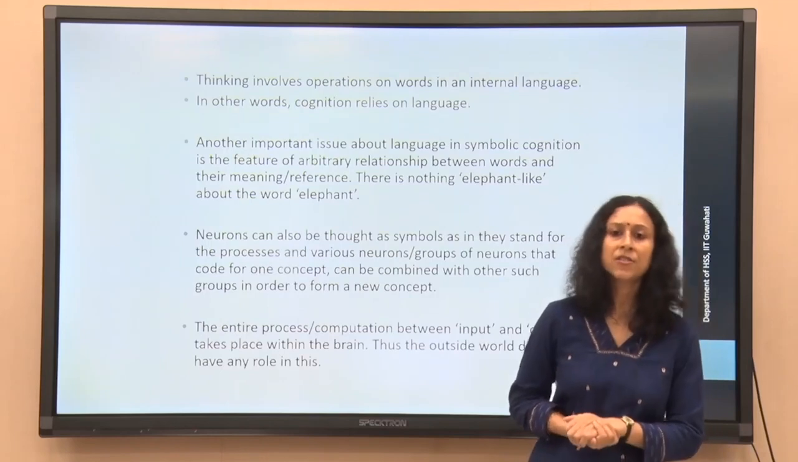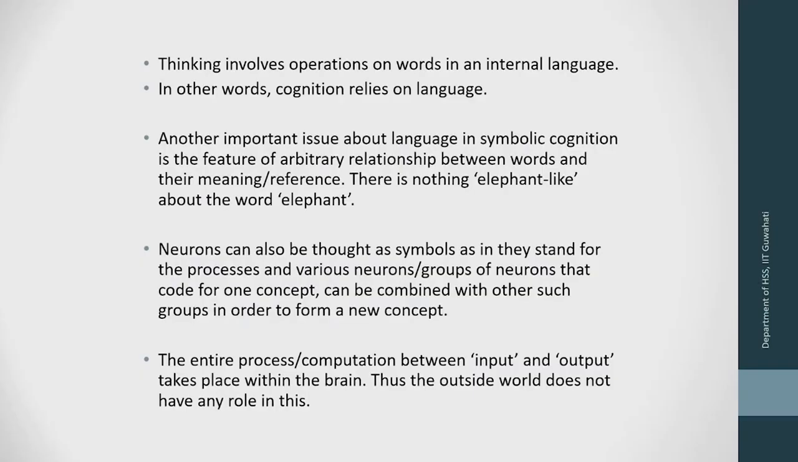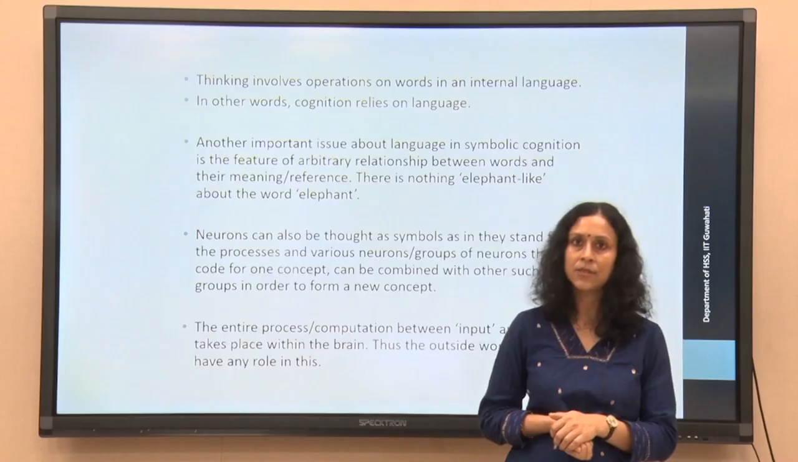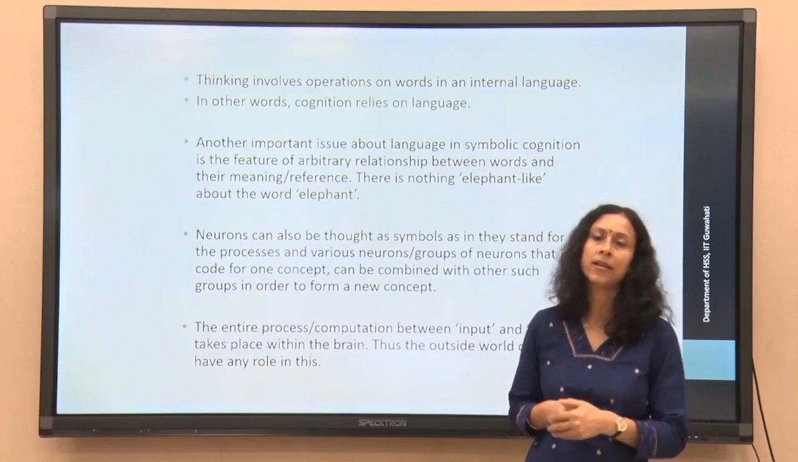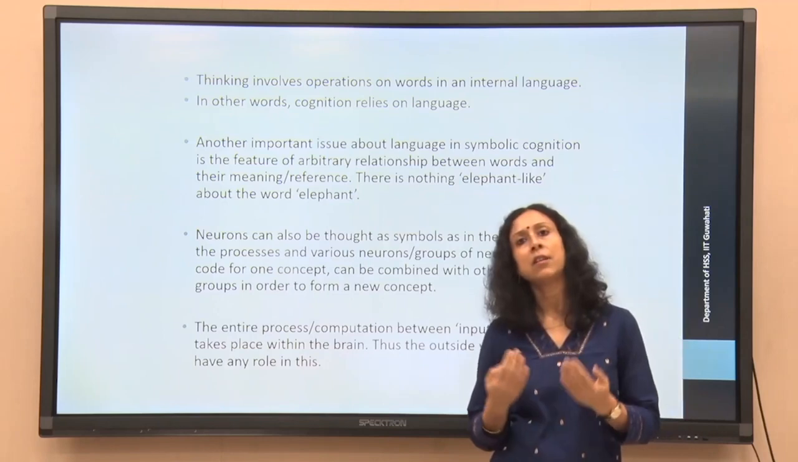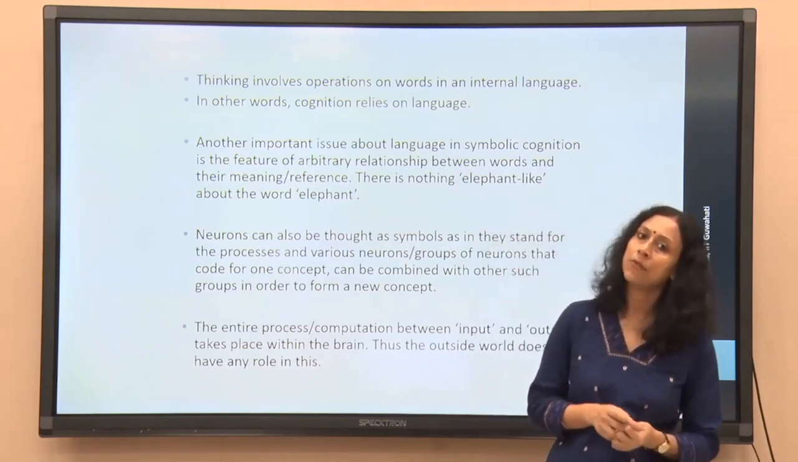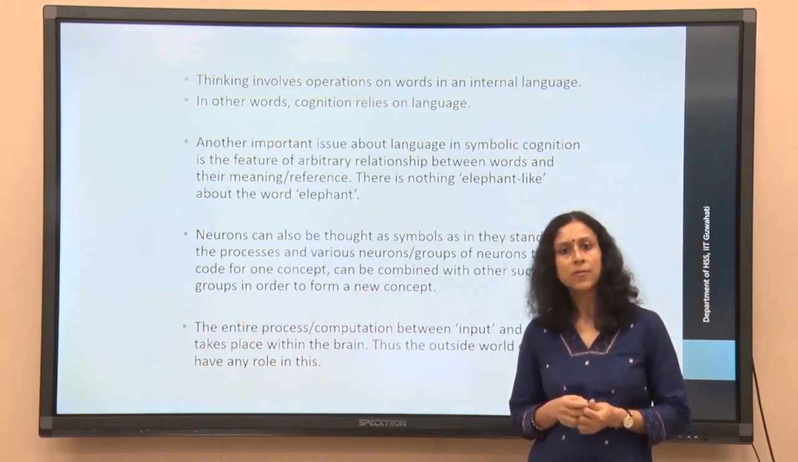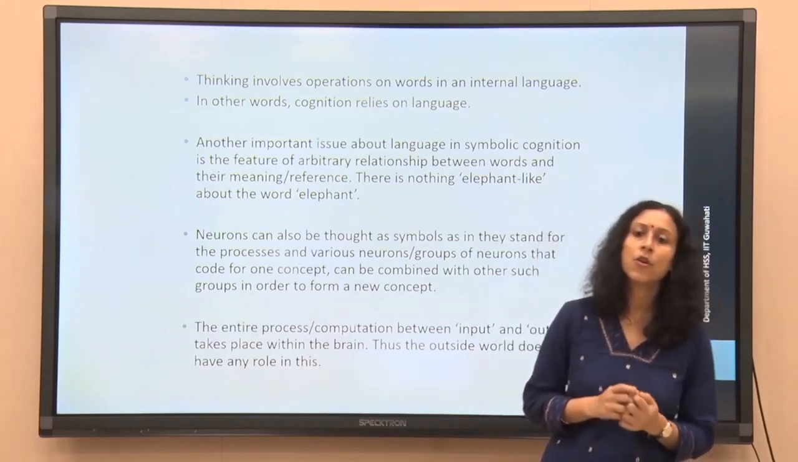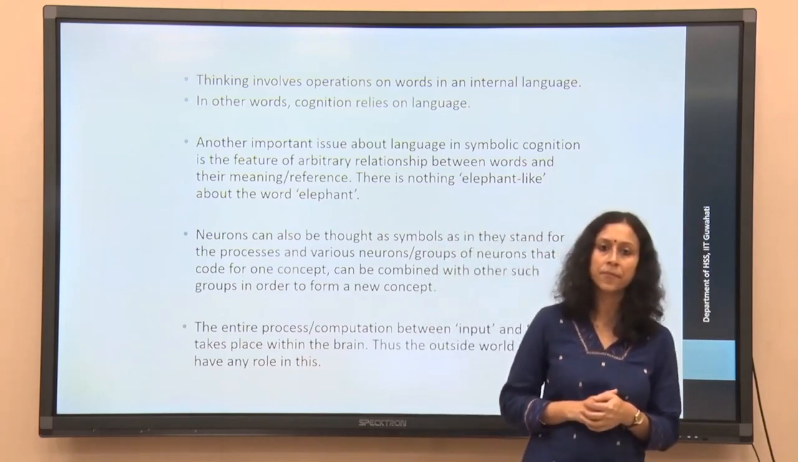Thinking involves operations on words in an internal language. So, when we think, there is an internal language, like the logical language that was talked about by Frege and Russell and many others. There is an internal language in our brain with which we think, and that language follows a certain set of rules. In other words, cognition relies on language as far as this particular standpoint is concerned.